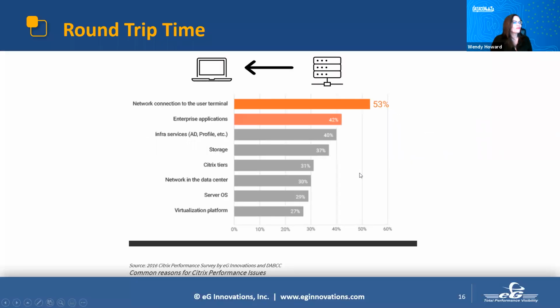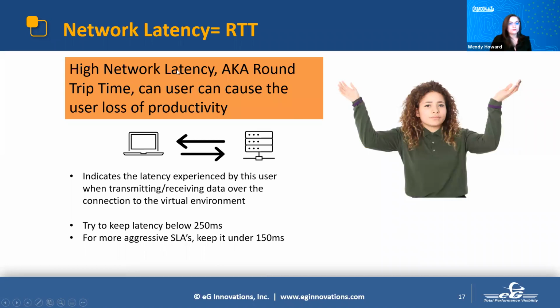Round trip time is one of the biggest factors in performance issues. According to a study a few years back by Citrix, the network connection to the user terminal was the biggest reason for performance issues. And that network latency, AKA round trip time, can cause loss of productivity. Things just start to slow down. They just start to give up and throw their hands in the air. This particular metric indicates the latency experienced by the user when transmitting and receiving data over their connection.